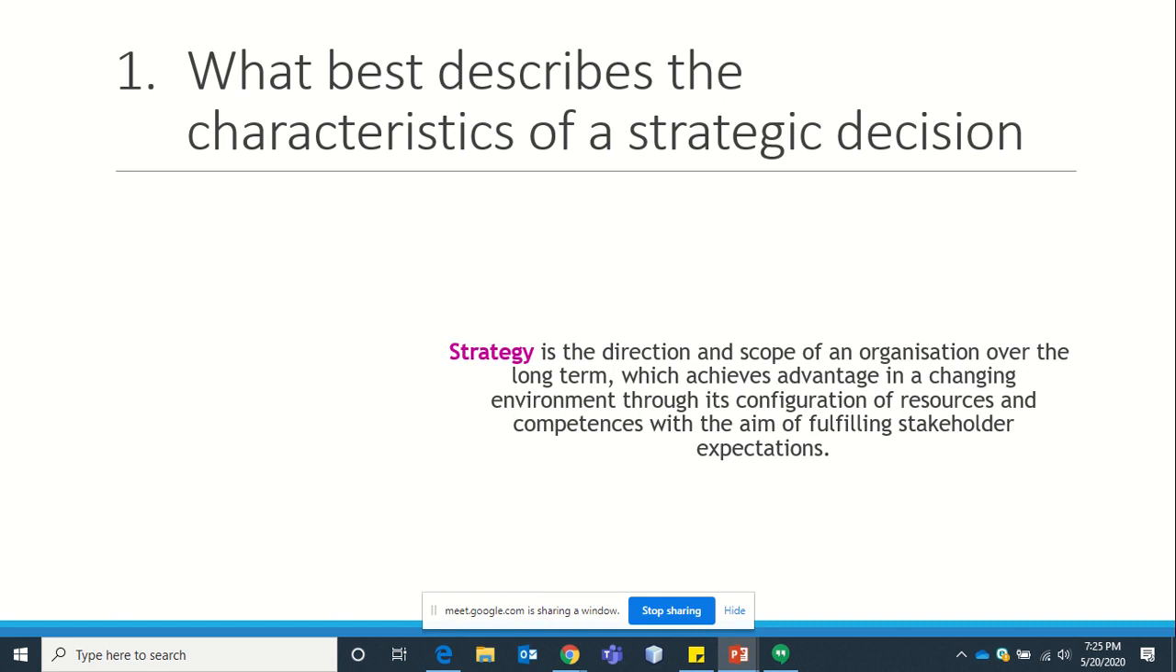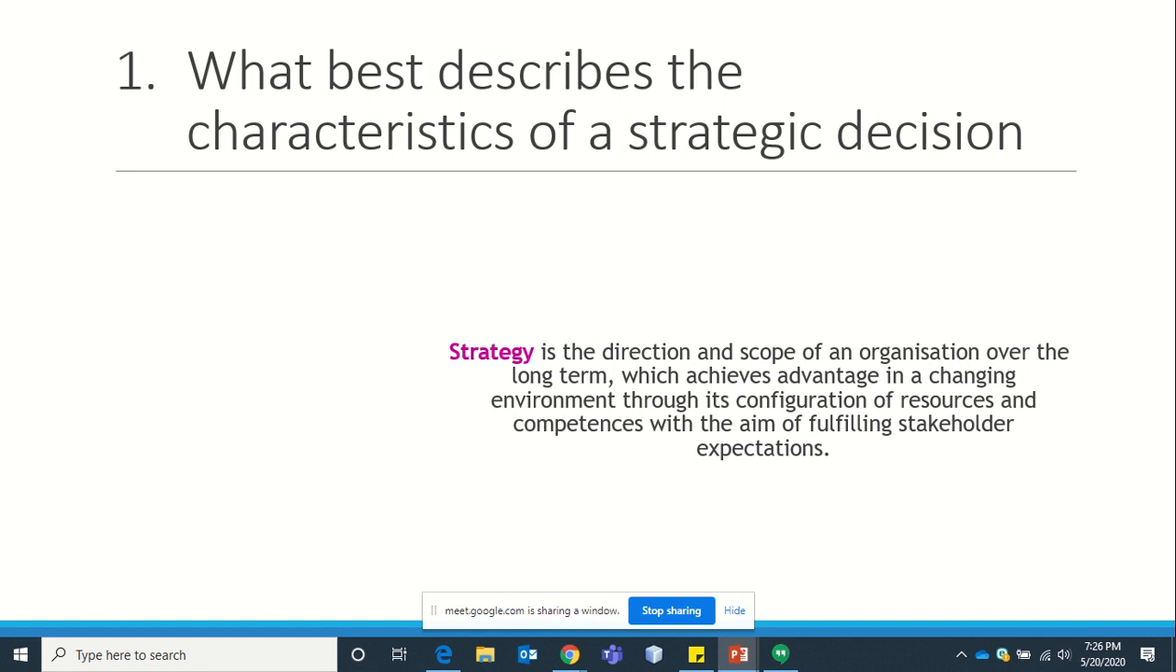If we take an organization, we have a lot of stakeholders: employees, customers, investors, suppliers, government, pressure groups, unions, and shareholders. While you're addressing these changes in the environment by configuring your resources and competencies, you have to make sure that you're fulfilling the stakeholders' expectations. This is known as a strategy. Remember, it's about the direction and scope of the organization in the long term. Why are you doing this? You want to achieve advantage in the changing environment. And how? By configuring the resources and competencies, while making sure to fulfill your stakeholders' expectations.